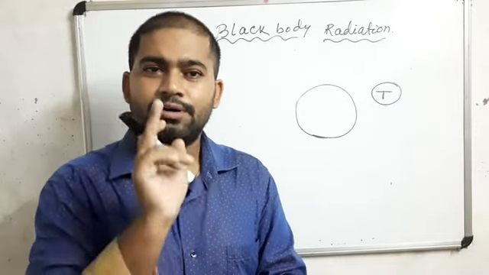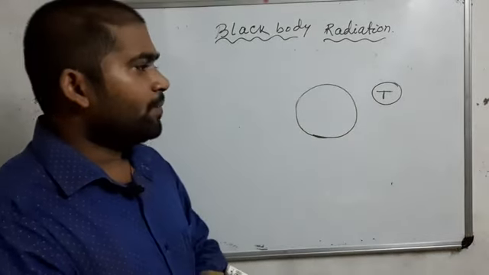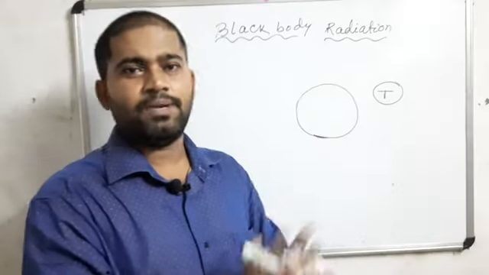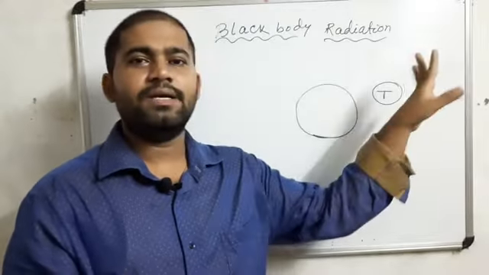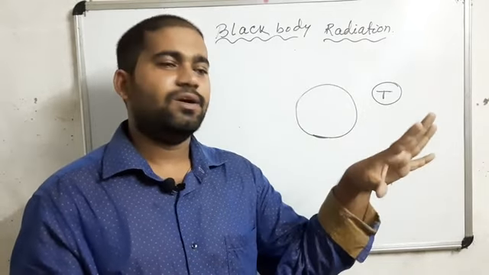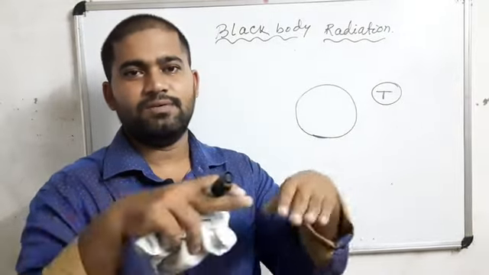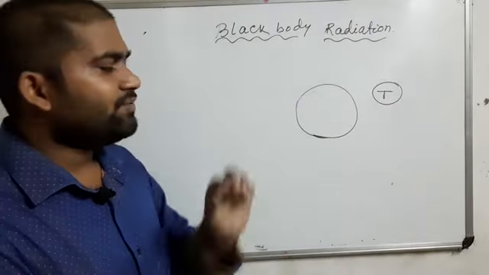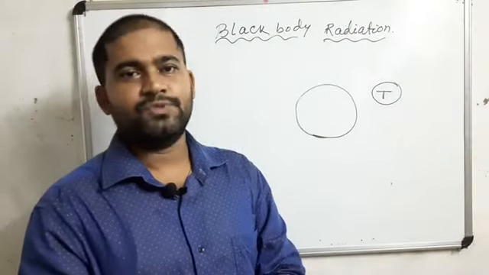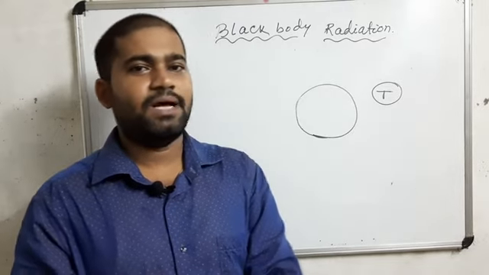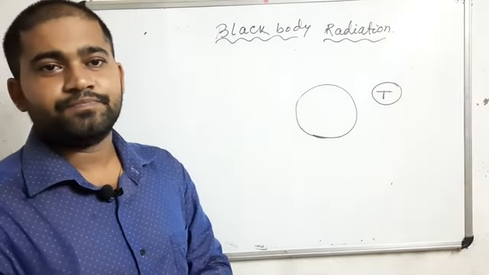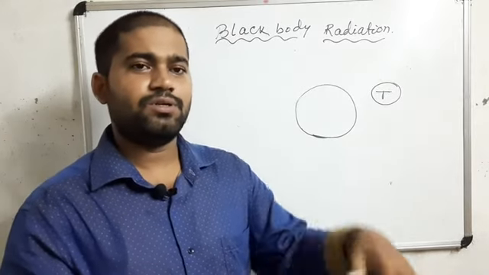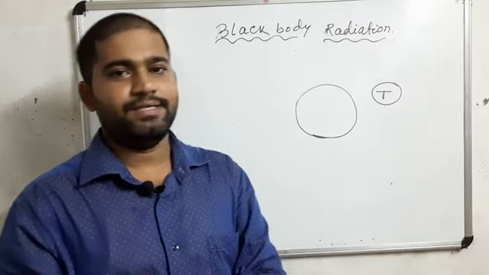But if it is a general, normal body, then it can simply emit the radiations and come to the same temperature level, and they become thermal equilibrium. But if we take a black body, what happens? In case of black body, there will be no transmission or reflection of radiations.